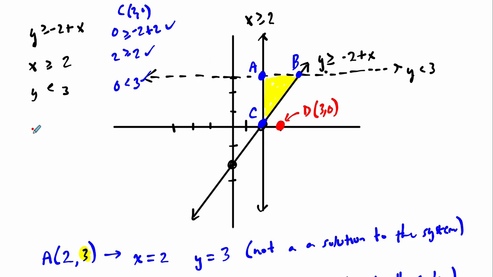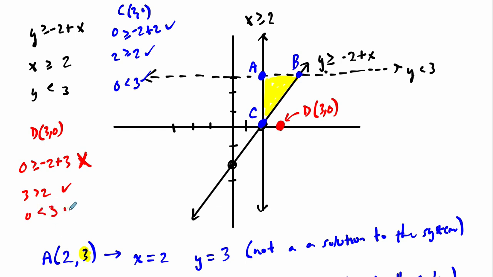So C did work. I'll plug in D down here. D is the point (3, 0). I'll plug in my first inequality. We'll see that does not work. The y is 0. 0 greater than or equal to negative 2 plus 3. That's not true. Negative 2 plus 3 is 1, and that's actually greater than 0. Doesn't work. The x value, though, x is greater than or equal to 2, that does work. And the y value does work, it's less than 3.